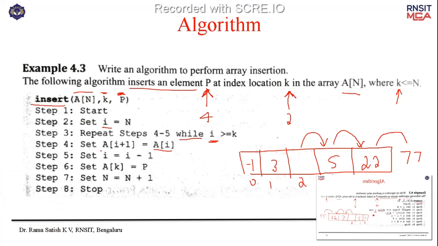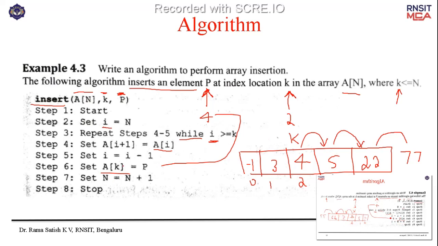Now, as soon as you move, that is until the K position, this is the K position. So until the K position, you move all the elements. Now after you move all the elements, K becomes free. Now A of K is equal to P. P is nothing but the fourth element. So the 4 is stored at A of K, which is 2. So that is the index position. So this is how you can certainly do it.